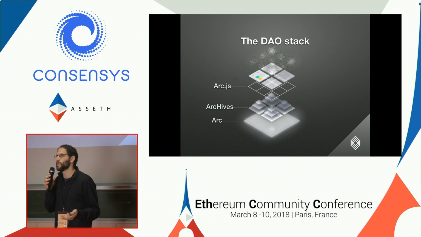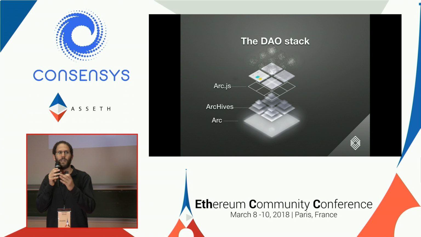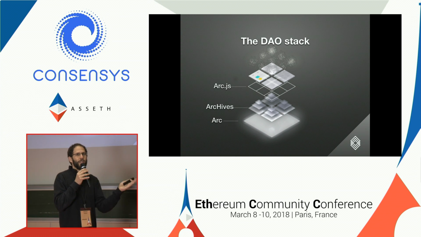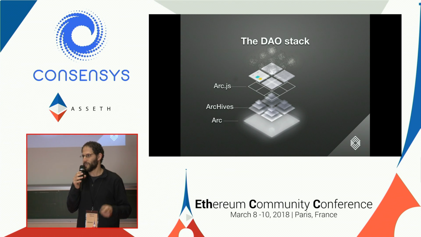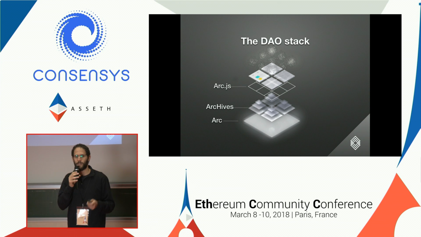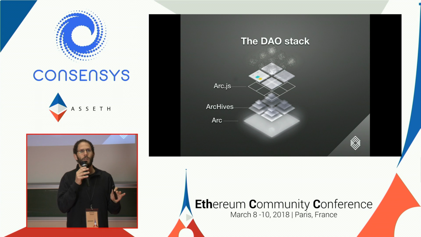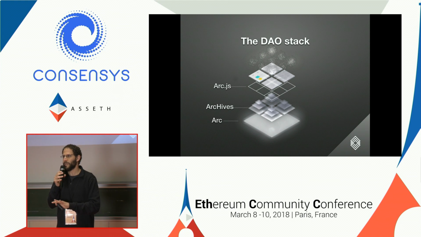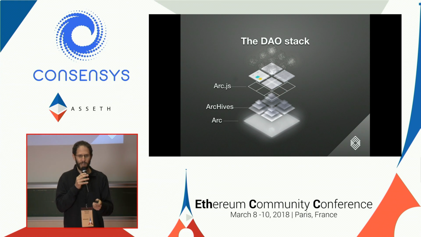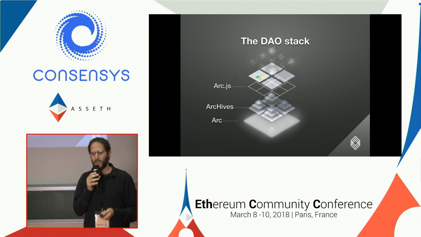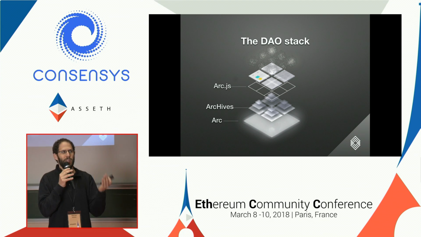Or it can also be just a registry for interoperability, for example inter-DApp messaging or inter-DApp requests. So different interfaces can interact with each other universally, and by that create a larger network effect. So these are the archives. And then ArcJS is basically an API layer.